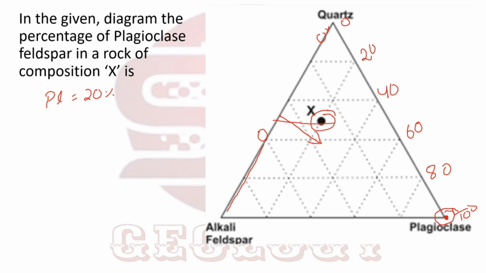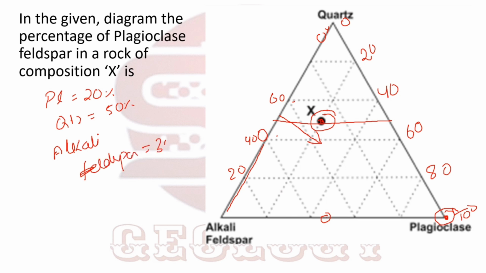So lines parallel to the quartz vertex will give the percentage of quartz. The value of quartz is 0 here, then 20, then 40, then 60. So X is in between 60 and 40, so the quartz will be 50%. So if quartz is 50 and plagioclase 20, the rest 30% will be alkali feldspar. So alkali feldspar will be 30%. So our answer will be 20%. We can also calculate other mineral percentages from this triangular composition diagram.